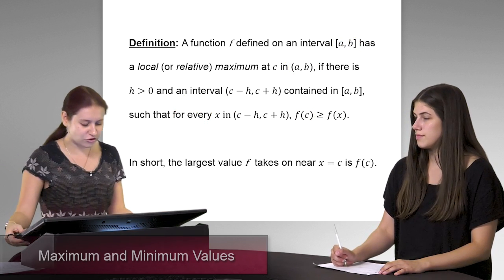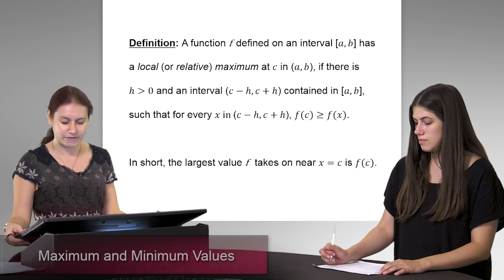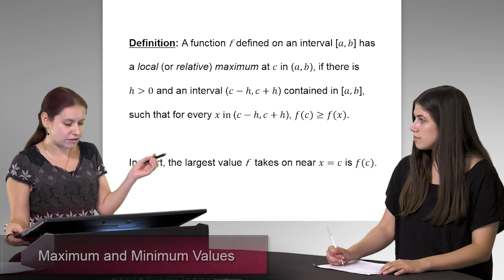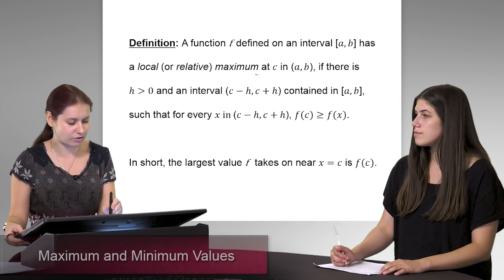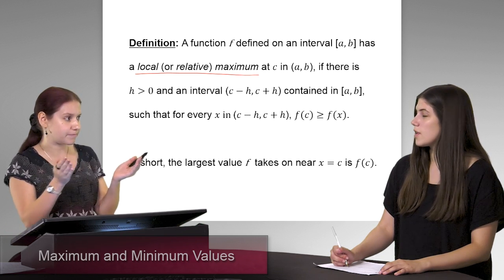In short, the largest value f takes on near x equals c is f of c. In this case, we're talking about a local maximum. So it's the biggest number, but locally.